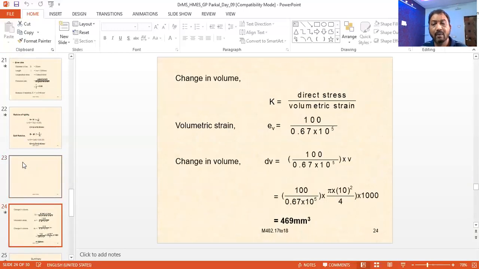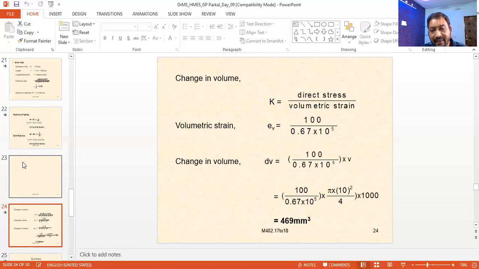And to find out the change in volume, we have to find out the volumetric strain. So we also know that the volumetric strain is related to the bulk modulus K and direct stress. So that can be obtained from the bulk modulus formula. Bulk modulus is equal to direct stress by volumetric strain. Therefore, the volumetric strain EV is equal to, sorry, the volumetric strain EV is equal to direct stress by bulk modulus.